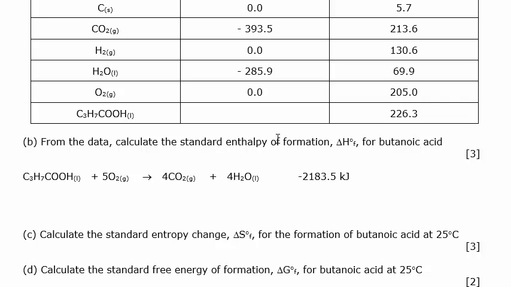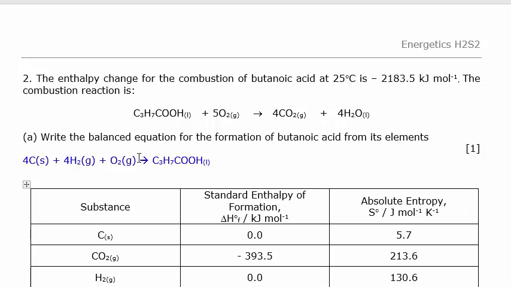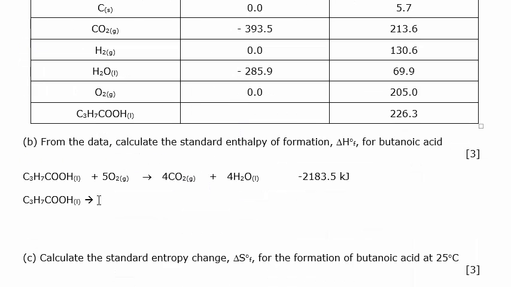Now if we split these up into the elements in their standard states, what we're talking about is this process, going to its constituent elements, which is what we're trying to find. We haven't got a value for it, but we have got an equation for it. There's the equation for it, it's that one backwards. Let's put the equation down. It doesn't help us at all, but it looks pretty. This is our unknown. We're trying to find this.